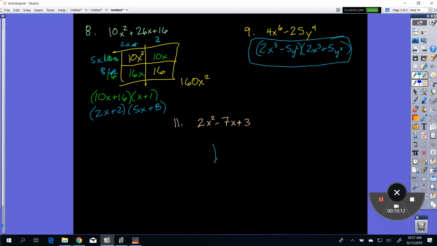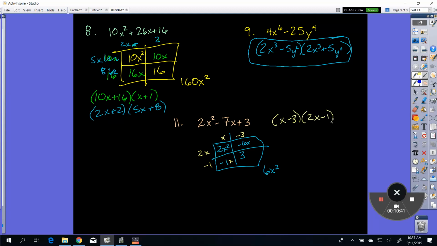Down here we used the box. Put in the numbers 2x squared and 3. Multiply those, that's 6x squared. So what multiplies to be 6 and adds to be negative 7? That's negative 6 and negative 1. So the top row is divisible by 2, so I put a 2x out here and an x here. 2 times negative 3 makes negative 6. x times negative 1 makes negative 1x. So my answer is x minus 3 and 2x minus 1.